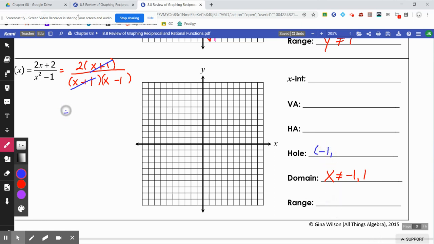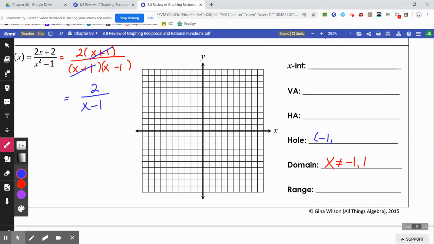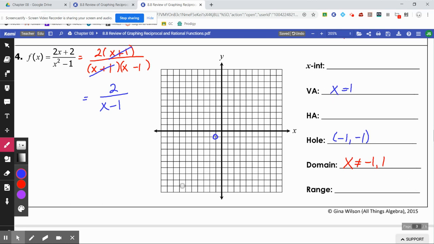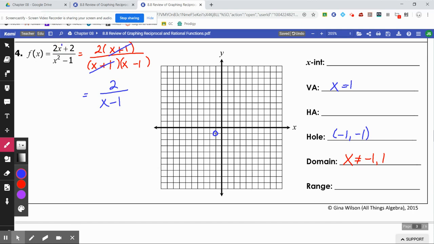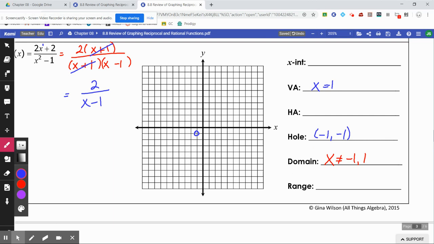In order to find the y value of the hole, clean it up, you have 2 over x minus 1. We can now plug that -1 in. That'll be 2 over -2, which is -1. So you have a hole located at -1, -1. Your other domain restriction will result in a vertical asymptote, so that's going to be at x equals 1. For your horizontal asymptote, the top's greatest power is 1 and the bottom's greatest power is 2, so therefore you'll have a horizontal asymptote located at y equals 0 per the rules. And there are the two asymptote lines.